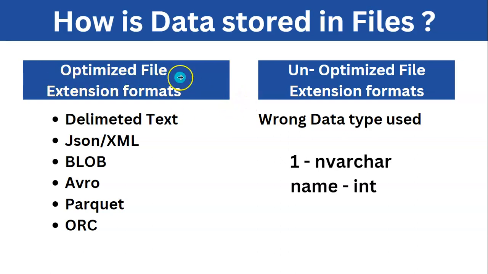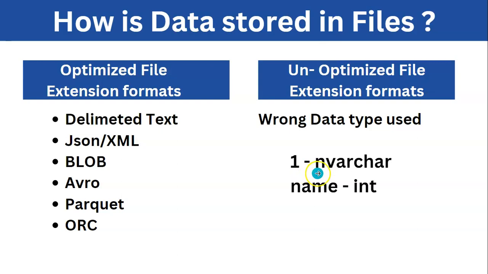So first, let me compare what optimized file formats are and what unoptimized file formats are. Optimized file formats are basically the file formats which use the correct data type. Let's take an example of an unoptimized format. You have an employee ID as the number 1. So employee ID 1 is basically which type of data? That is integer data, so this should have a data type of int, right?